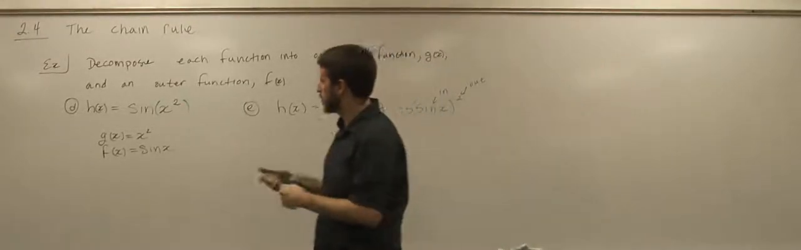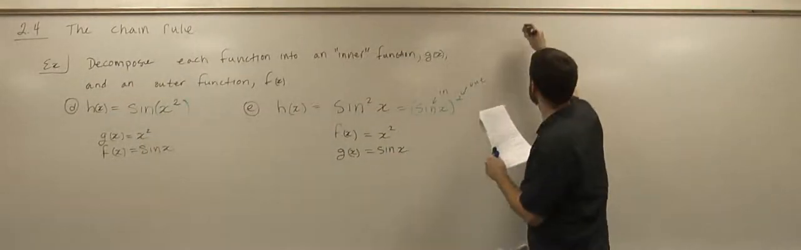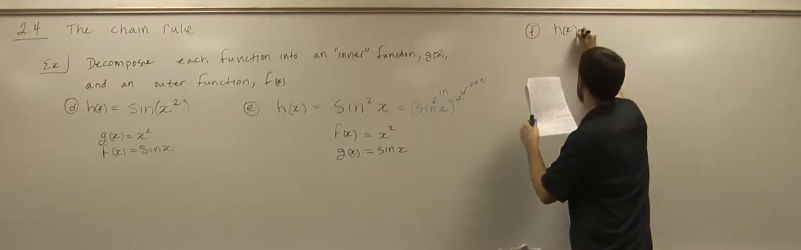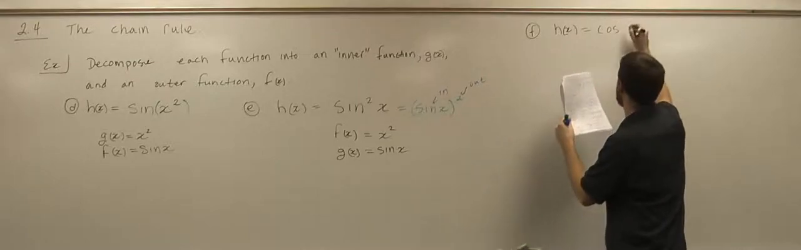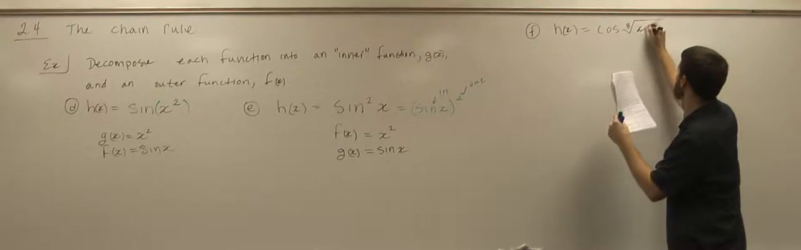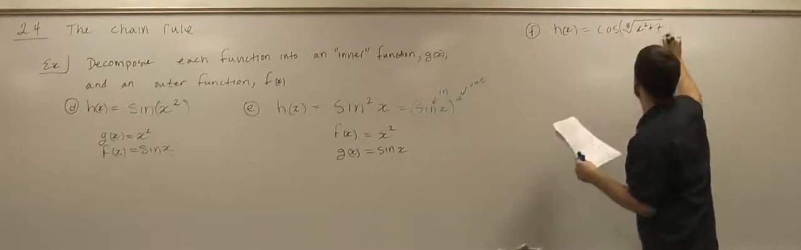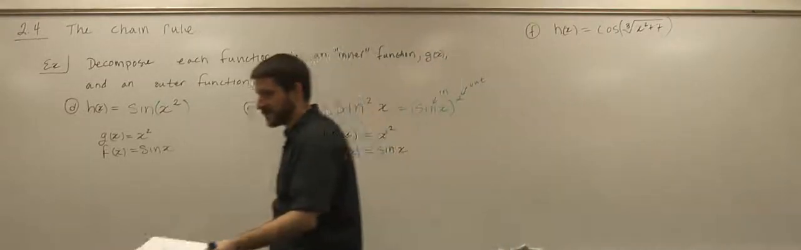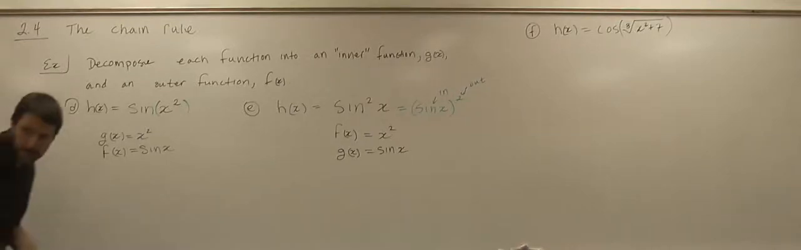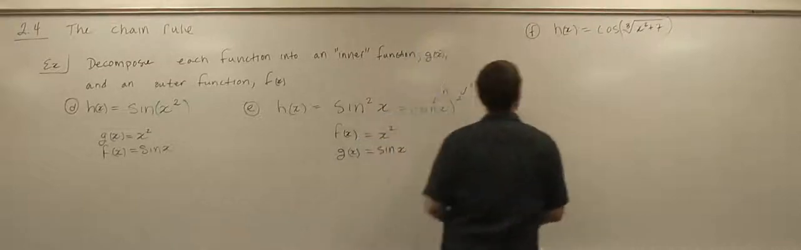Okay, last one before we do some actual calculus. What are we on? It's E F. Cosine of the cube root of x squared plus 7. Again, we'll take the cube root as our f and the g is cos x.